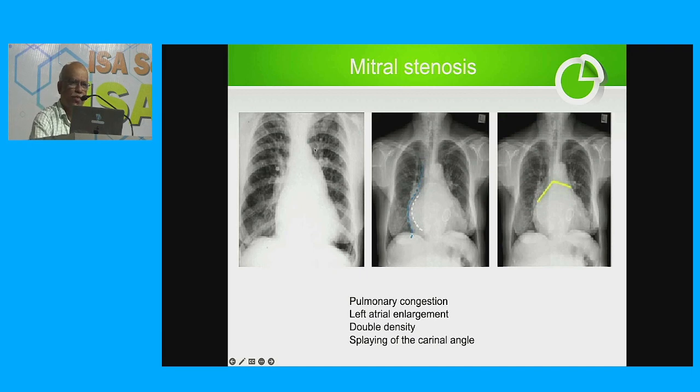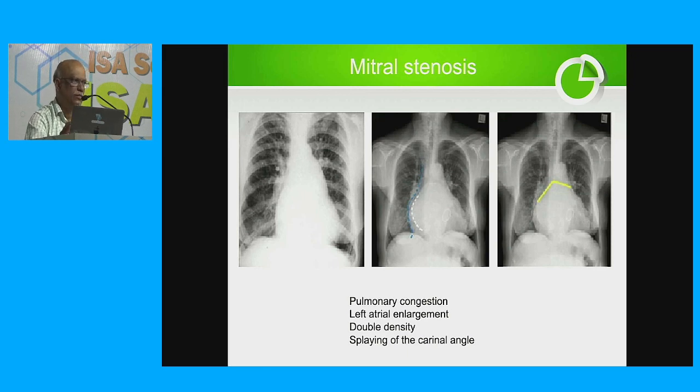So this is a favorite slide of examiners, and in more than a dozen exams I have given these slides for diagnosis. This is mitral stenosis; all the cardiopulmonary features are there. The lungs are plethoric, maybe due to pulmonary edema. The left heart border is bulged out, and there is splaying of the carinal angle. All these are features of mitral stenosis, and depending upon the severity and duration of mitral stenosis, it can vary, and after treatment all the features may not revert to normal.